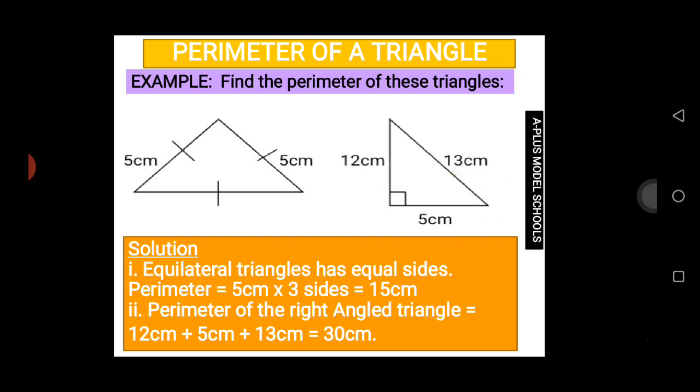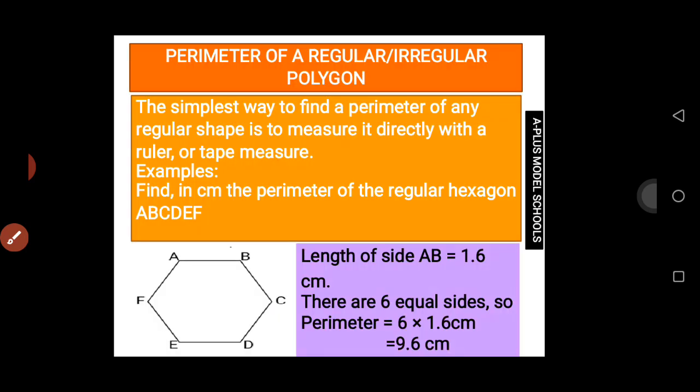So for this, now let's move to perimeter of regular or irregular polygons. I told us that when we are talking of regular polygons, they are polygons that have actual measurements, that is, the lengths of the sides are equal. There is none of the sides of the polygon that is different from each other.